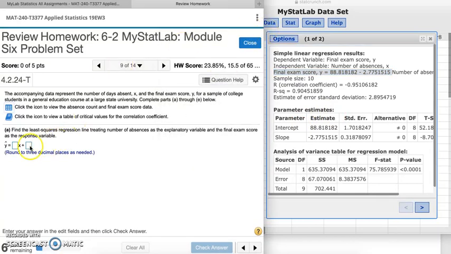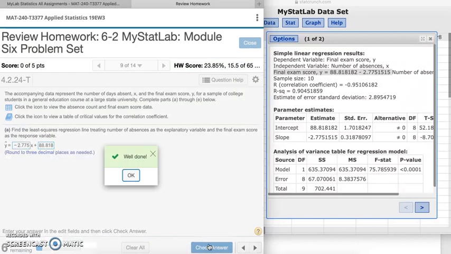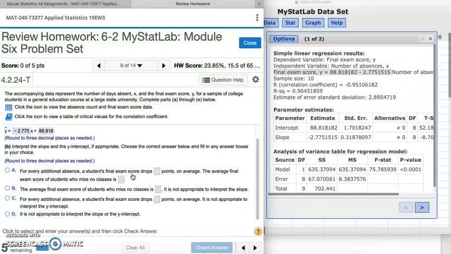So let's put in our answers, rounded to 3 decimal places. Our slope, remember, is what you multiply by X. That's negative 2.775. And then our intercept is 88.818. Let's check our answer. Well done.